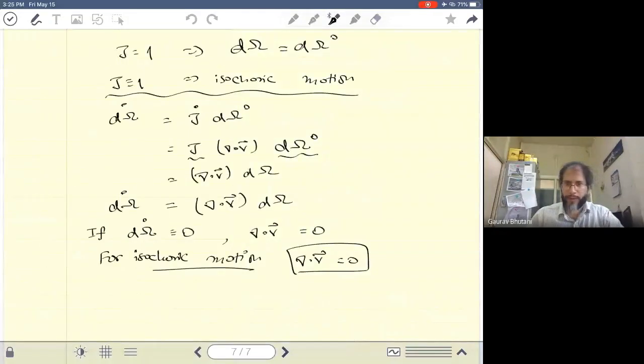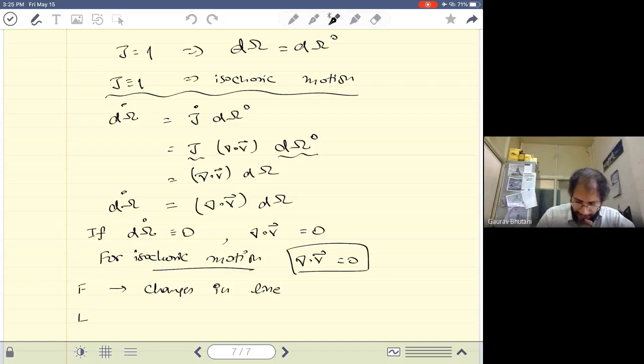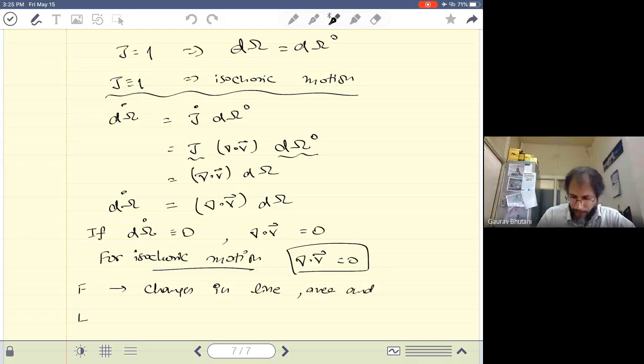Before we close this discussion, I would just want to reiterate the tensors. There were two main tensors in this chapter: we had the F tensor and we had the L tensor. The F tensor is the deformation gradient tensor. It governs the stretch of line elements, area and volume changes. So it tells us about the changes in line, area and volume elements.